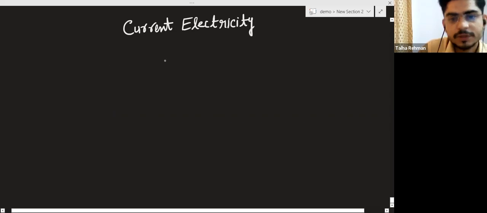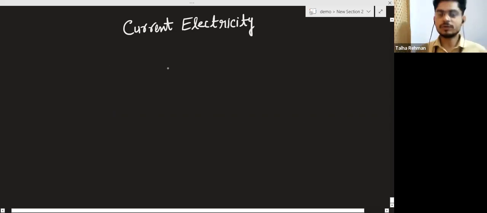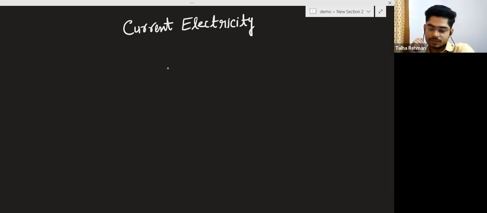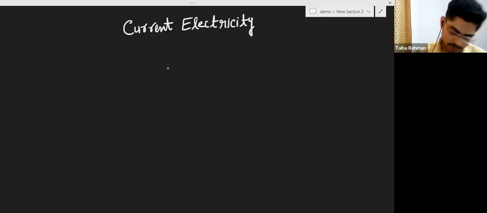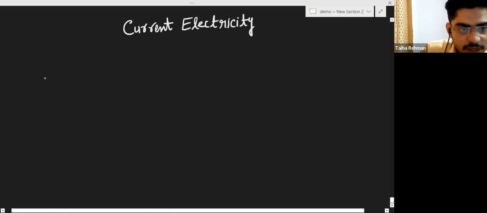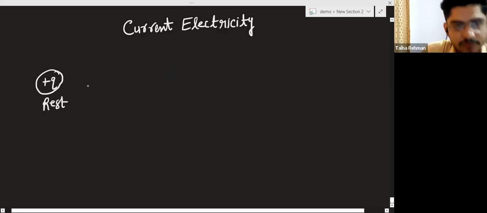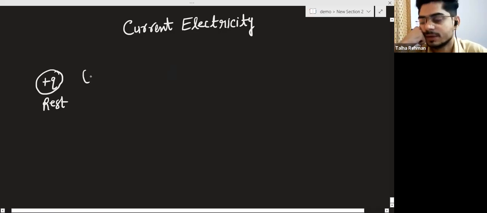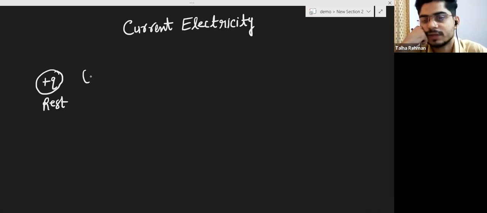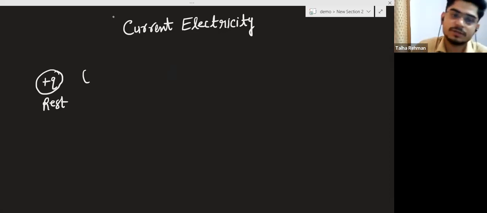Current electricity. So the first question is, what is current? Current is the rate of flow of charge. It means here is a charge plus Q, and this charge is at rest. So no current will be generated. This thing we have studied in electrostatics, so forget this.